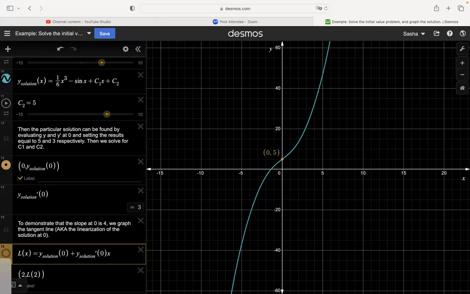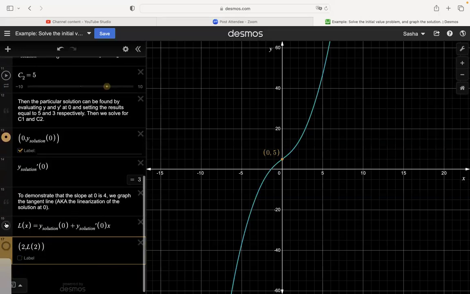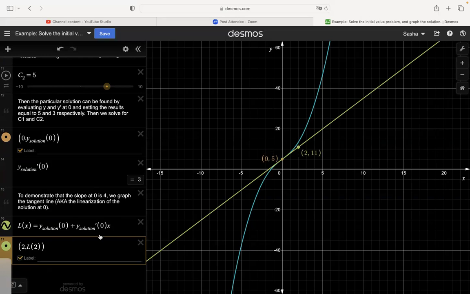But we can visualize that graphically by graphing the linearization. So the linearization is just our tangent line. I want my tangent line at x equals 0. So that's equal to the solution at x equals 0 plus the derivative of the solution times x. So I've got my tangent line here. And if I plot another point on that tangent line, I've got that right there.